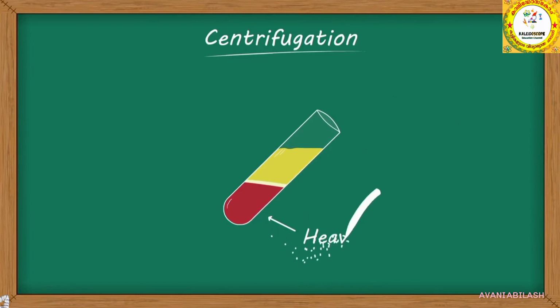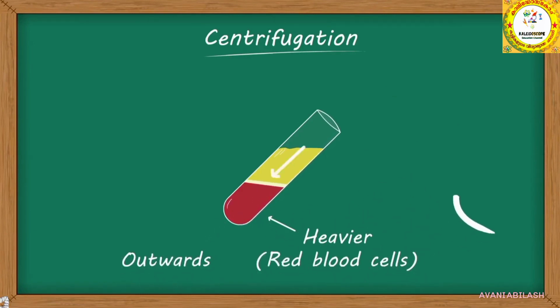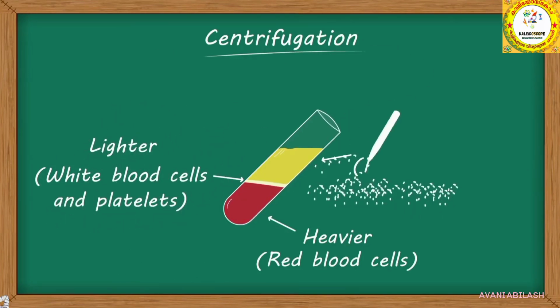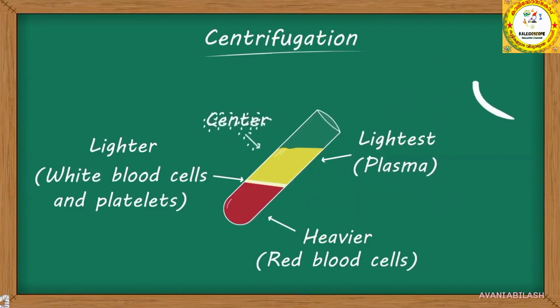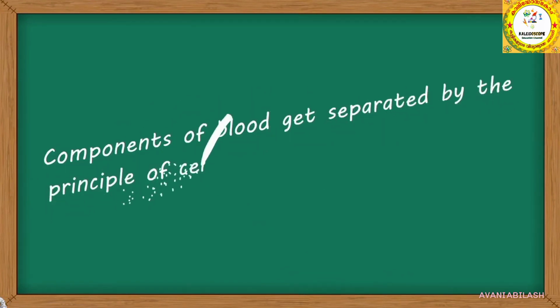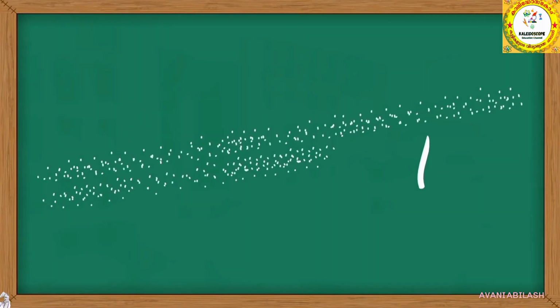Centrifugation is based on centripetal acceleration. Due to centripetal acceleration, the heavier components, that is the red blood cells, move outwards. The white blood cells and platelets, which are lighter than red blood cells, form the middle layer, and the plasma, being the lightest, moves towards the center. In this way, components of blood get separated by the principle of centrifugation.